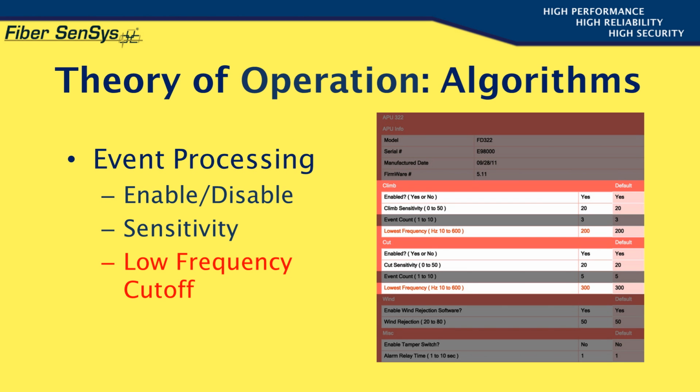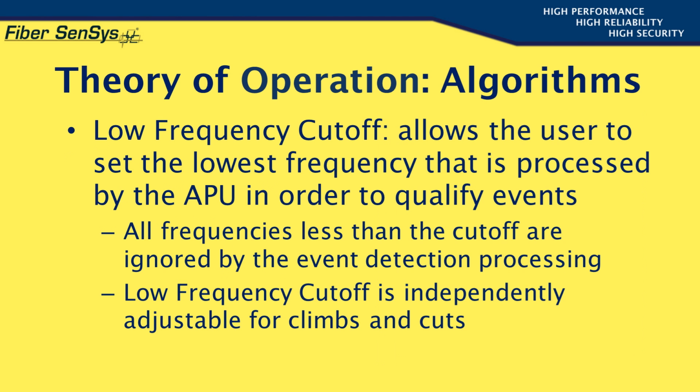The next adjustable parameter is called low-frequency cutoff, and as can be seen in the parameter table, climbs and cuts have independent adjustments of this type. This parameter allows the setting of the lowest frequency that's analyzed by the APU in the event qualification process. Again, it's independently adjustable for both climbs and cuts.